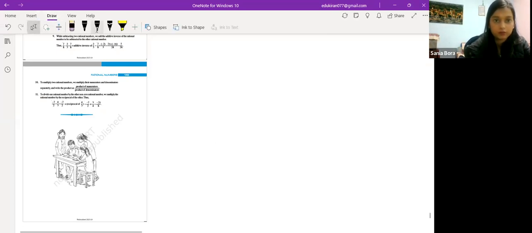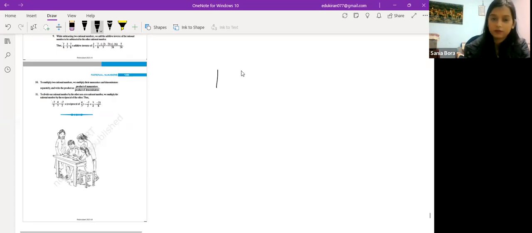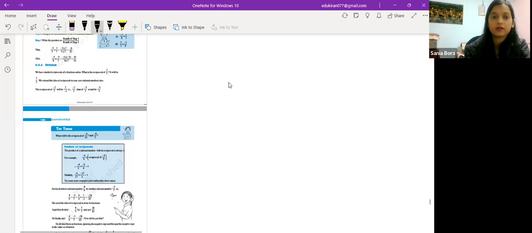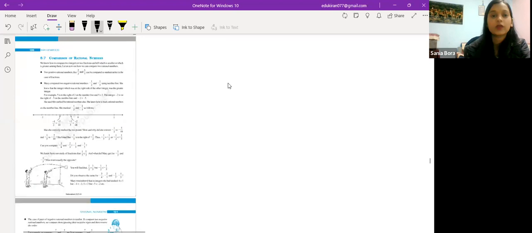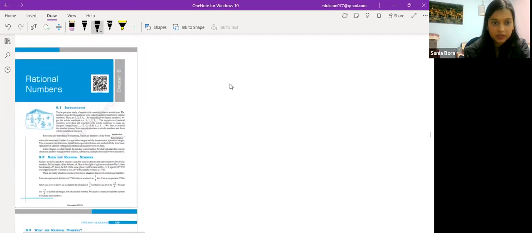It is about how to multiply, divide, add and subtract rational numbers. I mean fractions. Okay. So today we are going to start with the rational number chapter. So have a look and let's just continue.